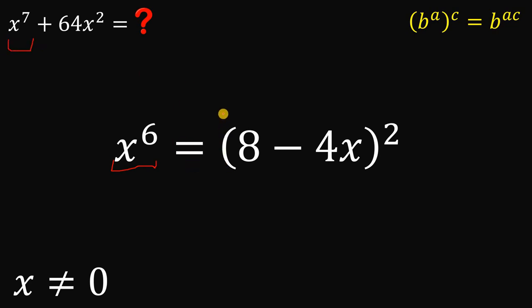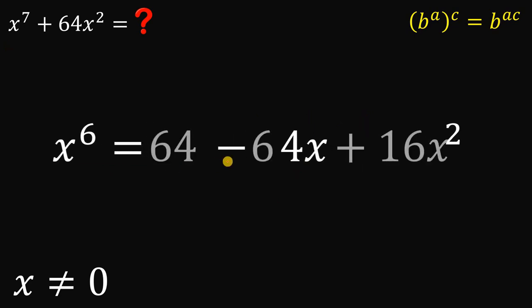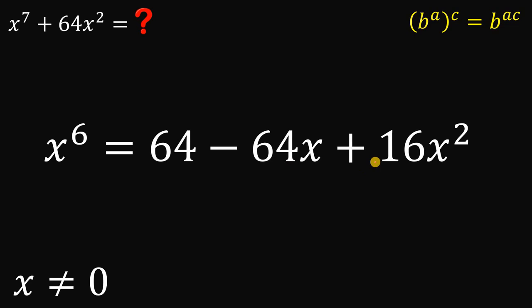Alright, now let's expand the right-hand side, 8 minus 4x, raised to 2. So what we're going to do is to square the first term, then multiply the two terms, then multiply it by 2. So 8 times negative 4x times 2. And we square the last term. So this will give us 64 minus 64x plus 16x squared.